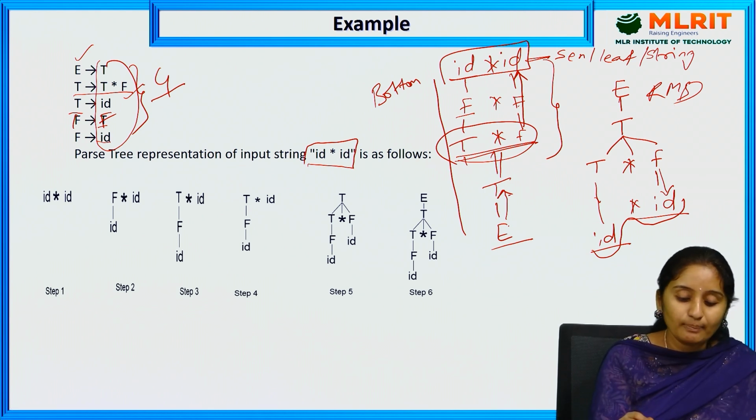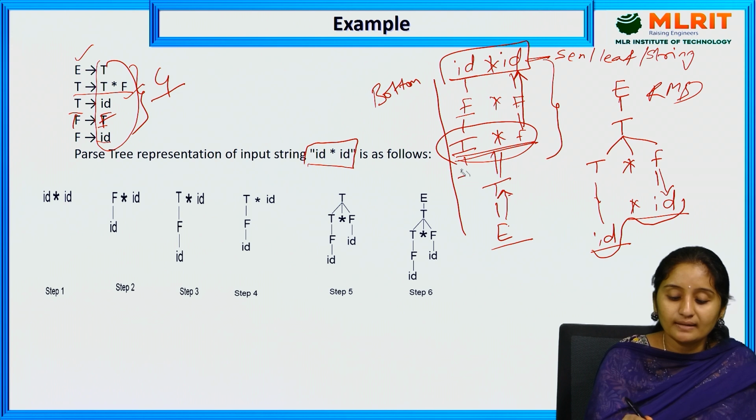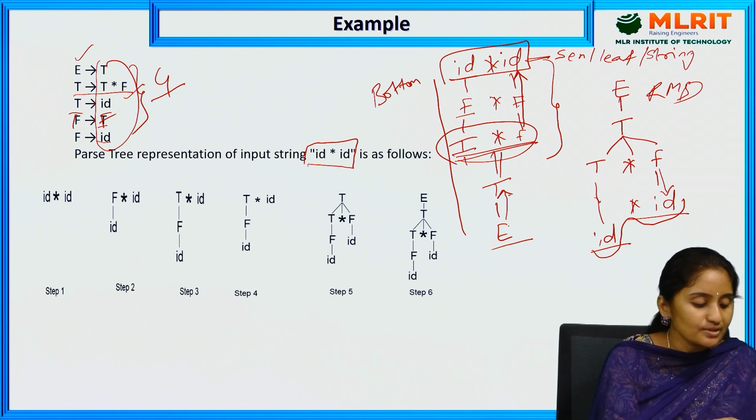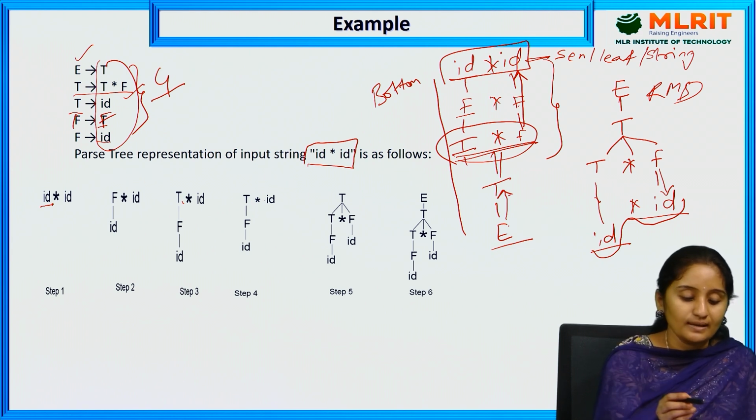Here, if I replace this T with E star F, the production is not available. That is the reason we didn't derive this one. Okay, so check the same steps. The first step is we take the sentence. Then I replace the ID. ID is replaced with F. And the next F is replaced to T. And next T star ID is replaced.